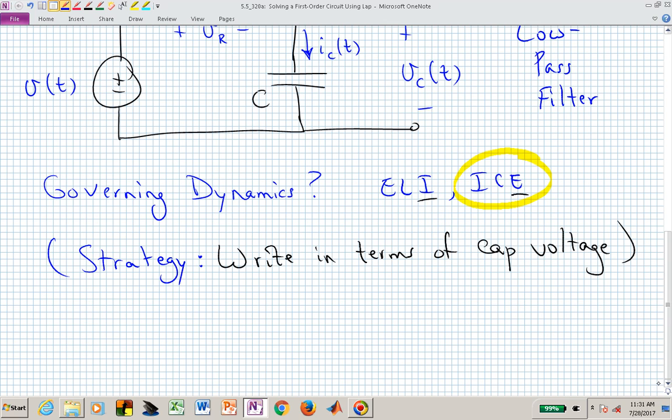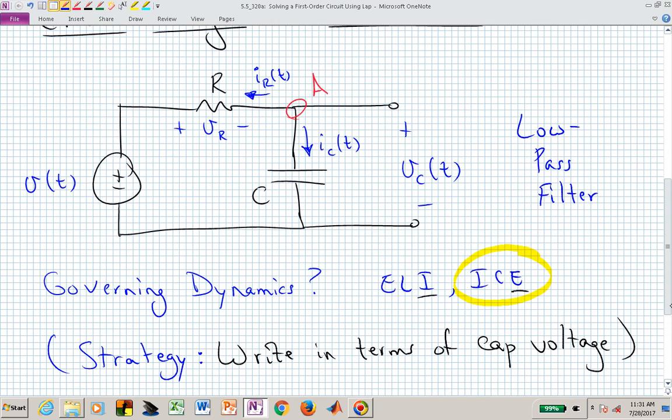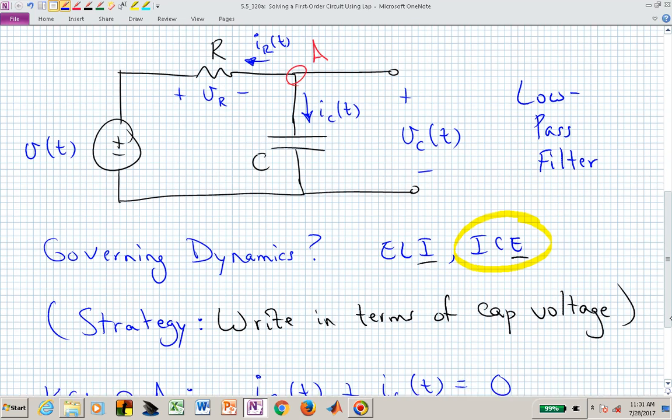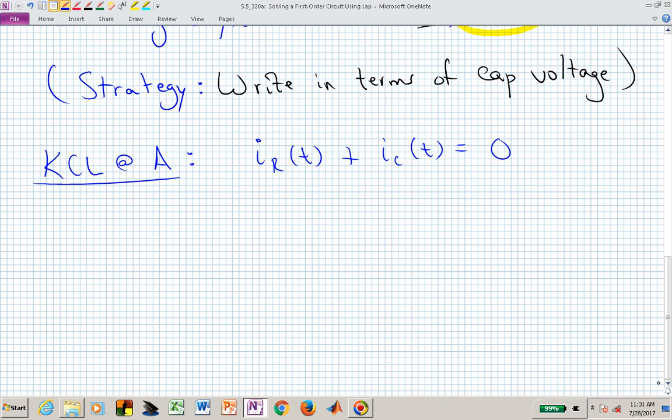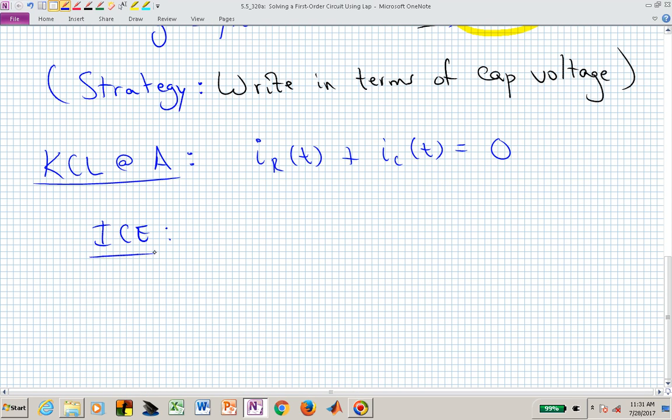I just have two currents exiting node A. So now if I perform my KCL at that node, I should be able to confidently state that the resistor current plus the capacitor current must sum to 0, since the sum of those currents exiting that node have to equal 0. Now, what is the capacitor current? Well, ICE gives us that, I sub C of t.